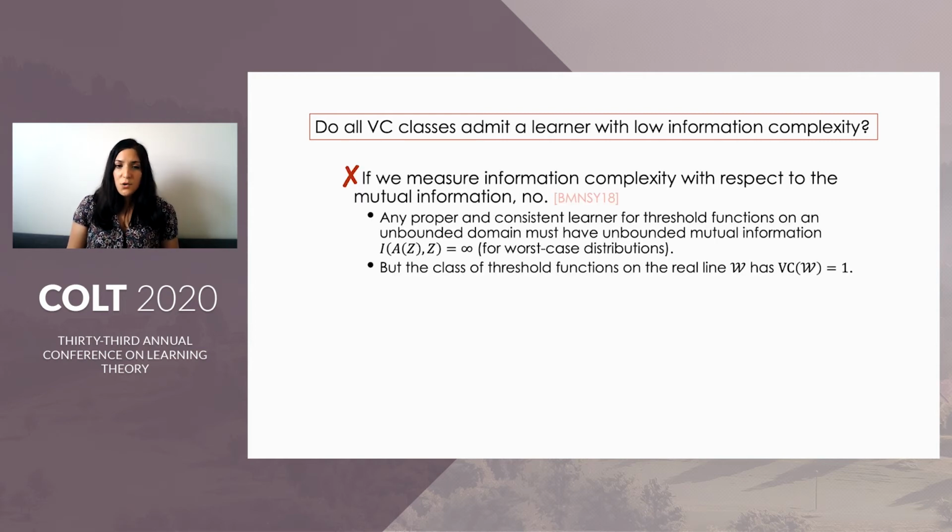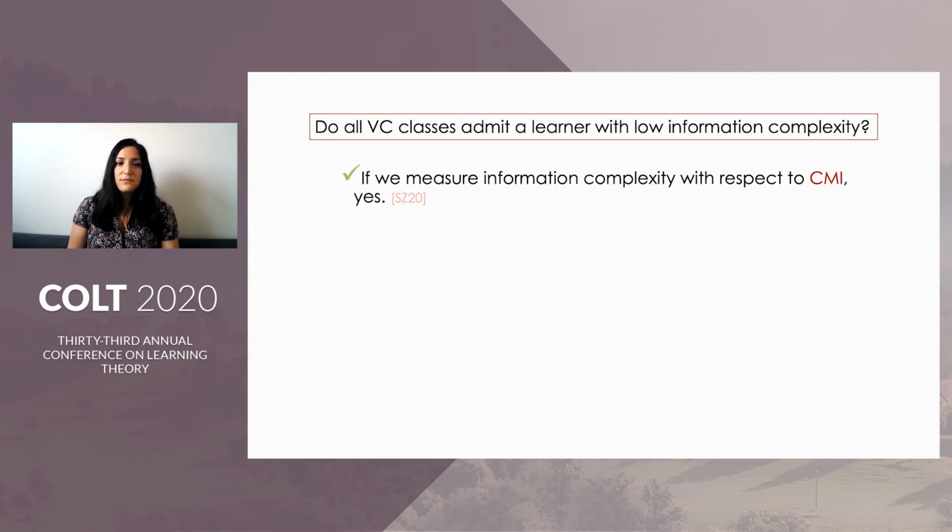A natural question to ask would be: do all VC classes admit a learner with low information complexity? The answer is no, if we measure information complexity with respect to the mutual information. Recent work showed that for the VC class of threshold functions on an unbounded domain, any proper and consistent learner must have unbounded mutual information for some bad distribution. But the answer is yes, if we measure the information complexity of an algorithm with respect to CMI.